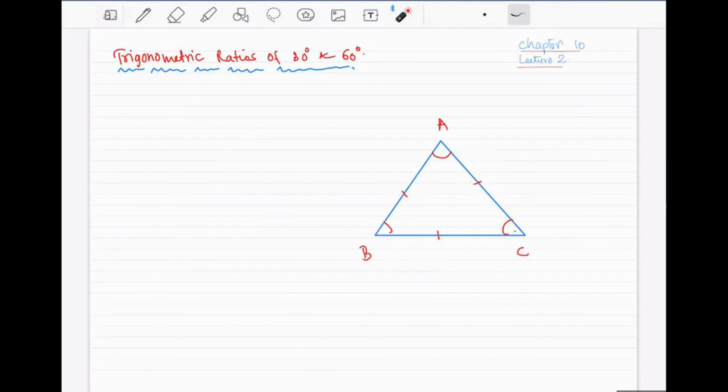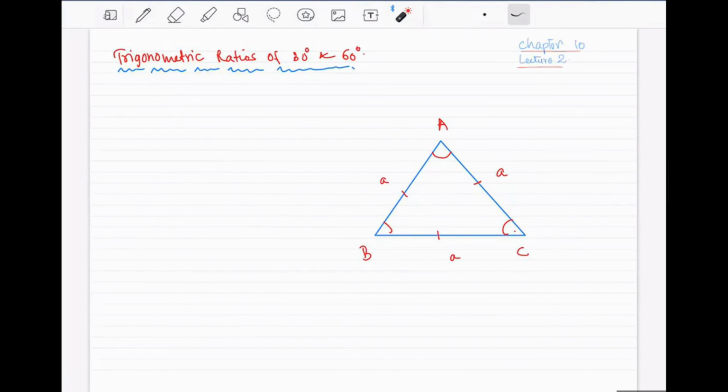Since all the sides are equal, I'm taking all of them to be A. I cannot take A here, B here, C here. Why? Because all the sides are supposed to be equal. And these angles are how much? 60 degree, 60 degree, 60 degree. I cannot find the value of tan 60 or sine 60 or cos 60 from here. Why? Because this is not a right angle triangle.